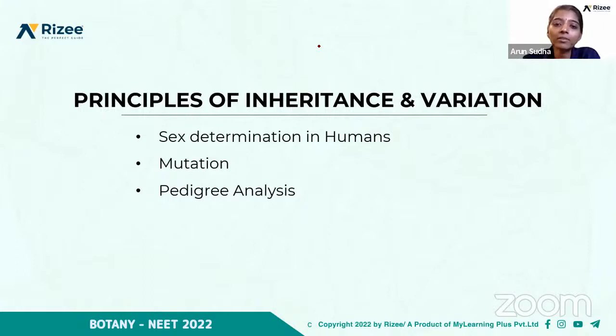So today we'll see about sex determination in animals and also in humans, about mutation, that is the changes that occur in DNA, and about pedigree analysis. That is how particular characters or diseases are inherited from parent to progeny and how we can analyze it by means of pedigree analysis. Okay, so first we'll see in detail about sex determination in humans.